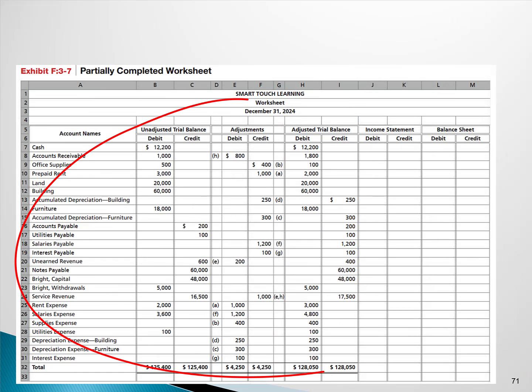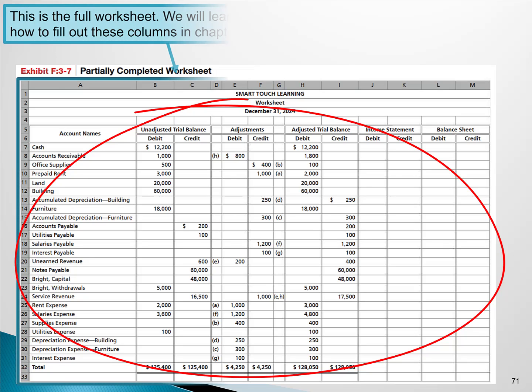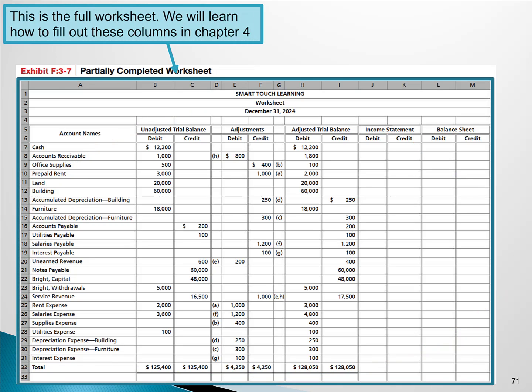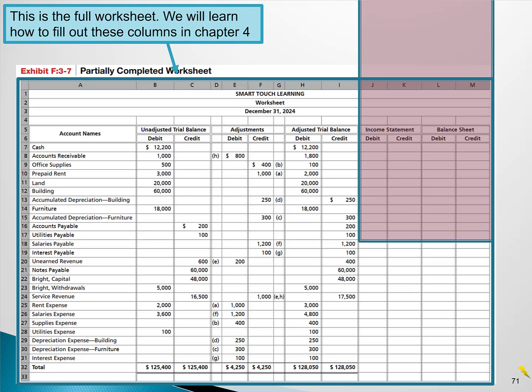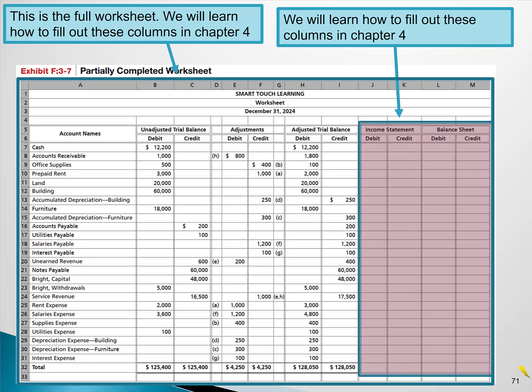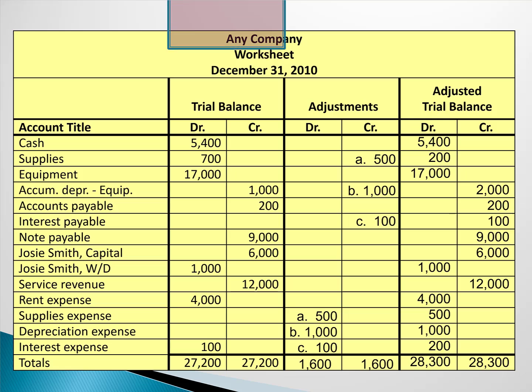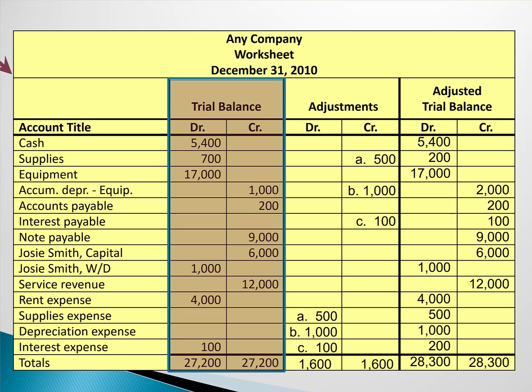On this slide, we're seeing the whole worksheet. Notice the income statement and balance sheet columns are empty. We'll figure out how to fill out those in Chapter 4. So again, we're just going to concentrate in this chapter on the unadjusted trial balance columns, the adjustments columns, and the adjusted trial balance columns. So let's look at another one a little closer up so it's easier to see.